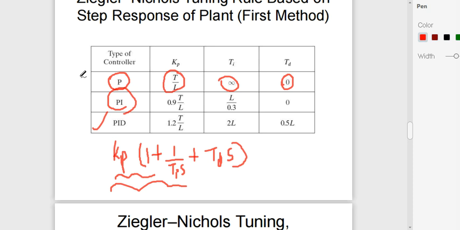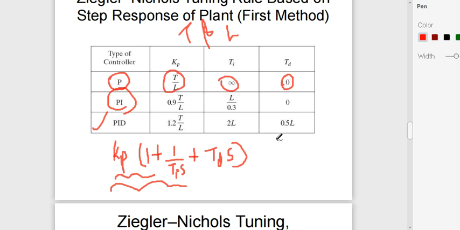Our aim is to design a PID controller for a specified T and L. This T and L can be found from the reaction curve. Substitute the values and find the transfer function for different values of Kp, Ti and Td.